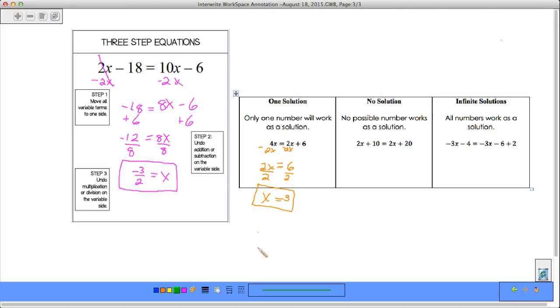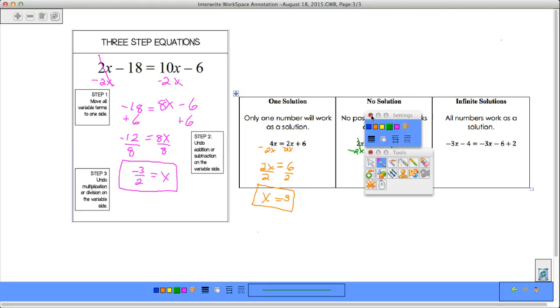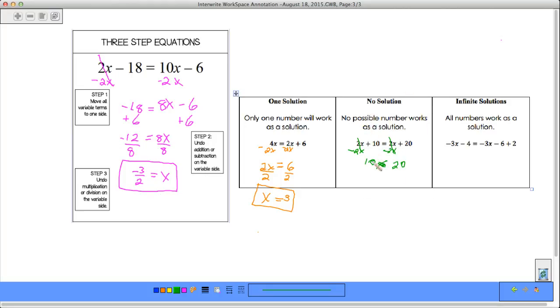Sometimes, however, we have no solution. We have nothing that would make the left side equal the right side. So in this one, if I started to solve this equation, I'd say, okay, I have x's on both sides. To get rid of this, I'm going to subtract 2x, which would give me 10 equals 20, because both of these would cancel. 2x minus 2x is 0. 10 does not equal 20. That doesn't make any sense at all. If what you're left with doesn't make sense, then you have no solution. Okay, so no solution doesn't make sense. We got rid of x, and what we have is not true.